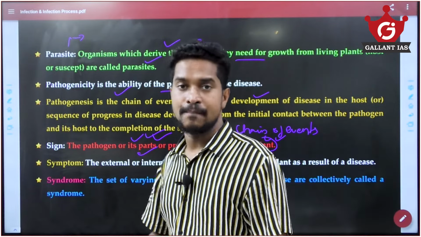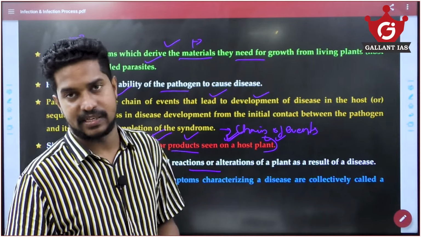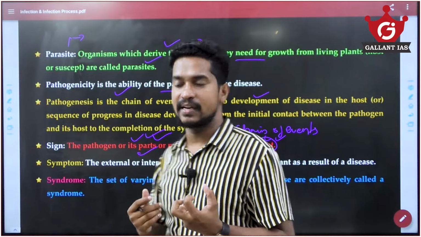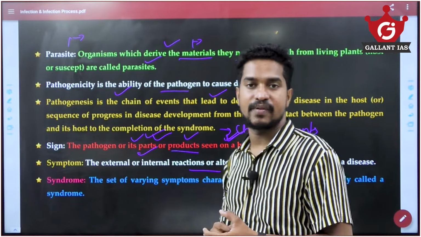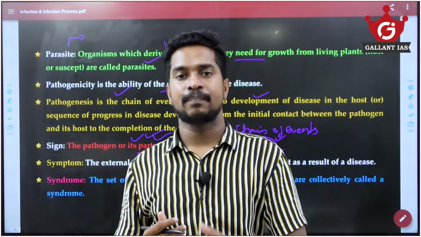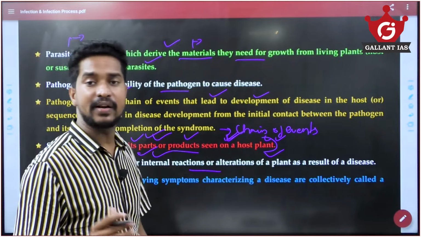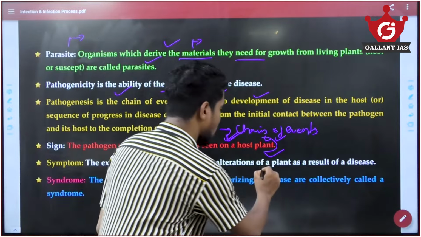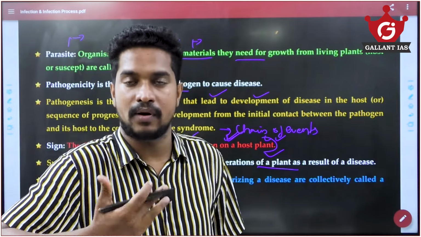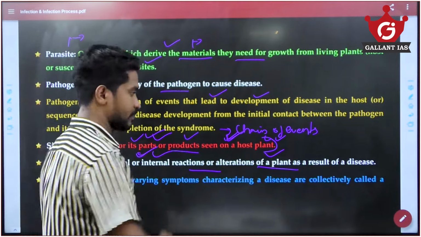Symptom means the external and internal reactions or the alterations of a plant as a result of the activity of a pathogen. Symptom means the external or internal reactions or the alteration of a plant by the action of a particular pathogen. That is what we call a symptom.